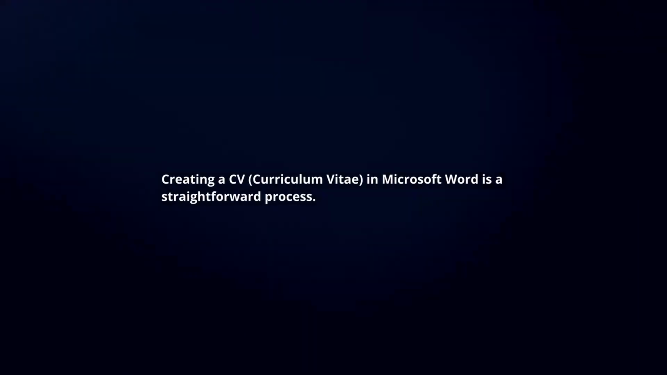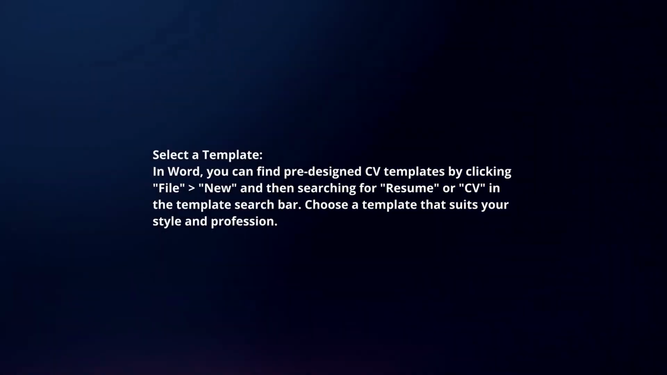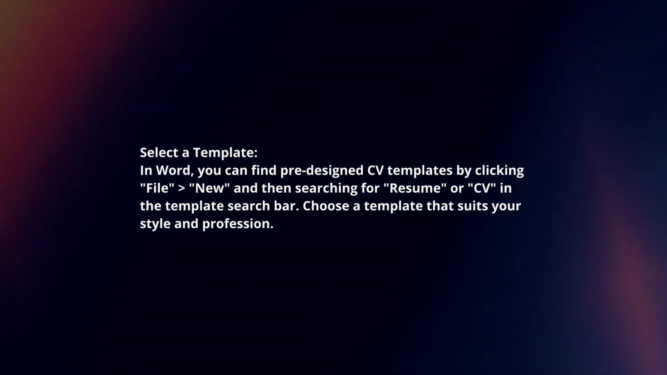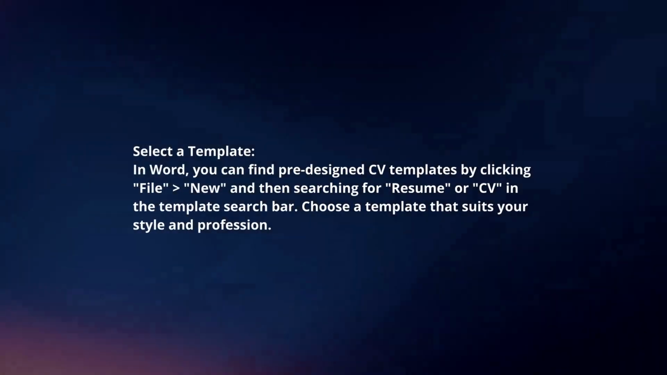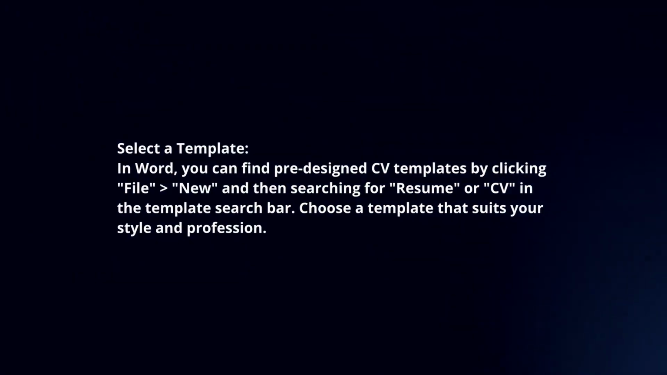Creating a CV in Microsoft Word is a straightforward process. Here's a concise guide. Select a template. In Word, you can find pre-designed CV templates by clicking File, New, and then searching for Resume or CV in the template search bar. Choose a template that suits your style and profession.